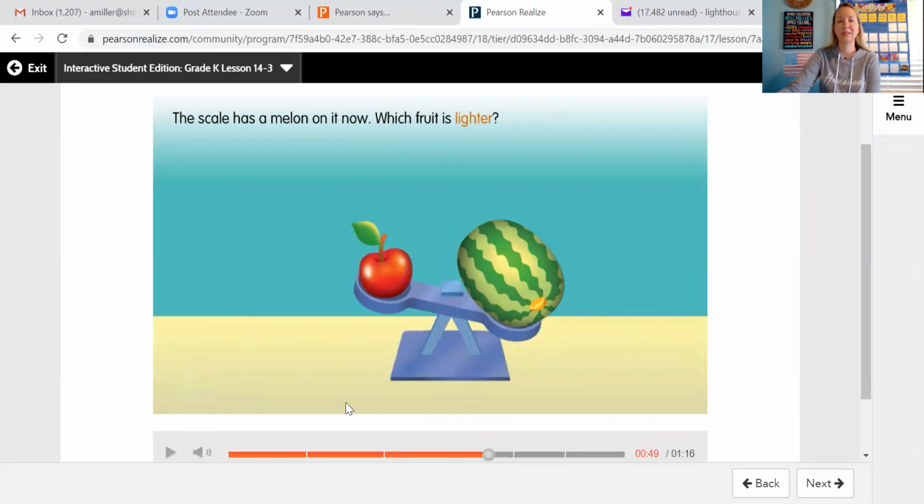All right, which fruit is lighter? Which fruit is up into the air on the scale? So which part of the scale is up? That tells you which fruit is lighter. Think about it, and let's see if you are right.